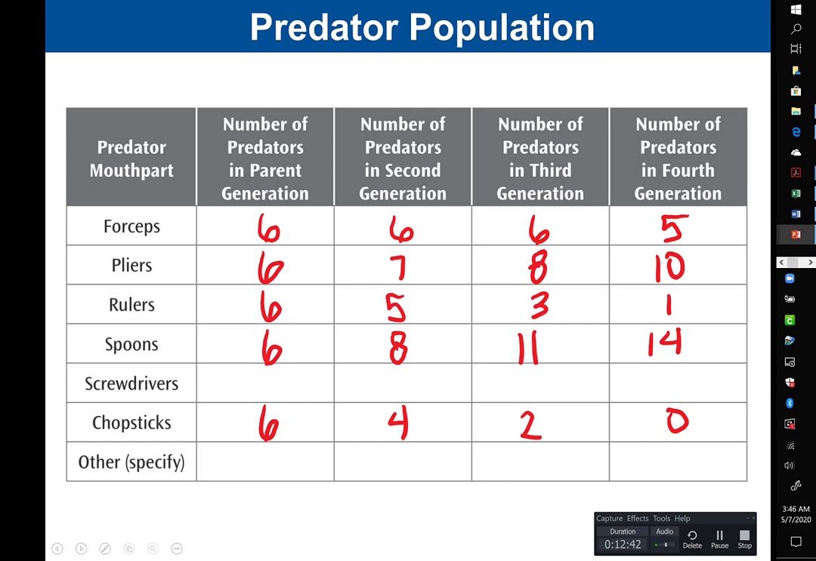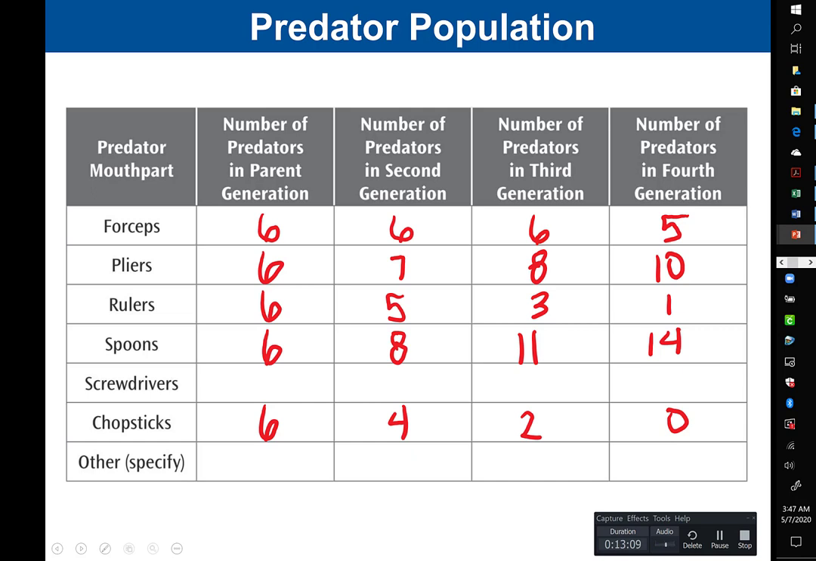After one generation, we still had six. In the third generation, we had six, and in the fourth, we had five. So our population decreased a little bit. In our pliers, it was six, seven, eight, and then 10. So the pliers were somewhat well adapted because their population was increasing over time.